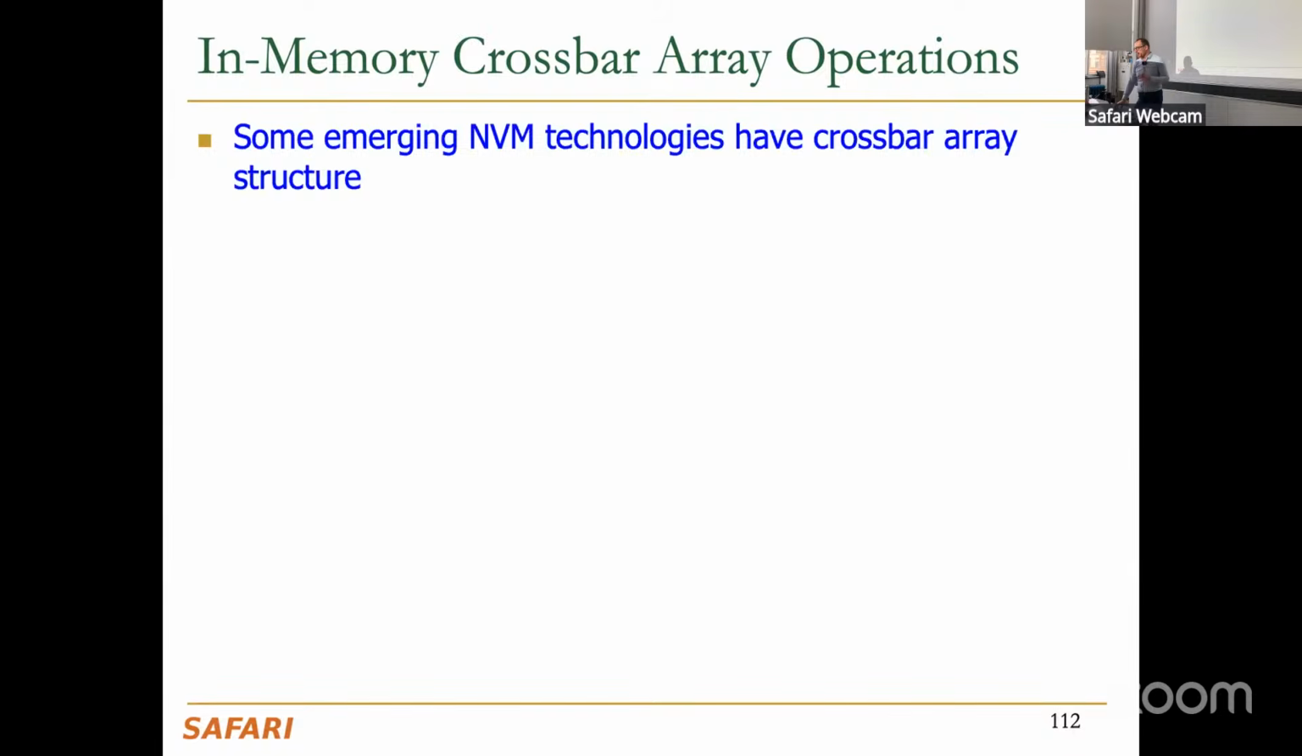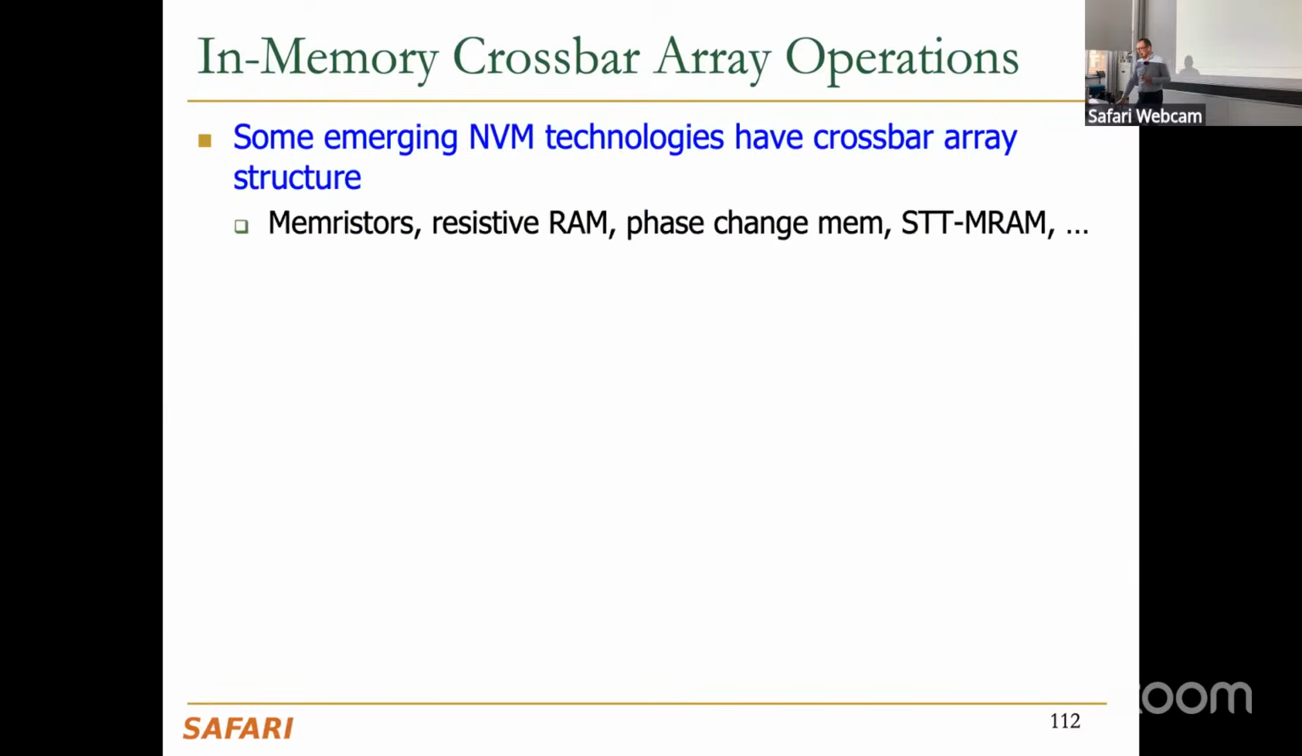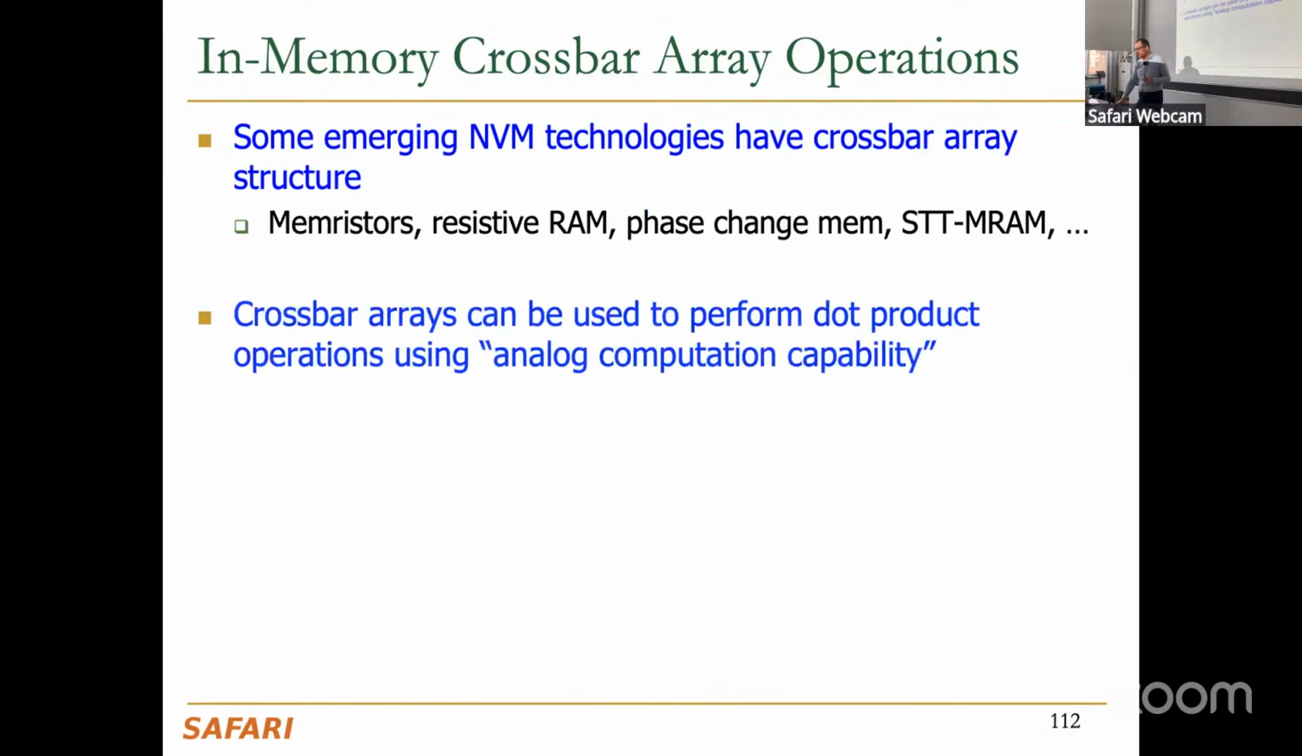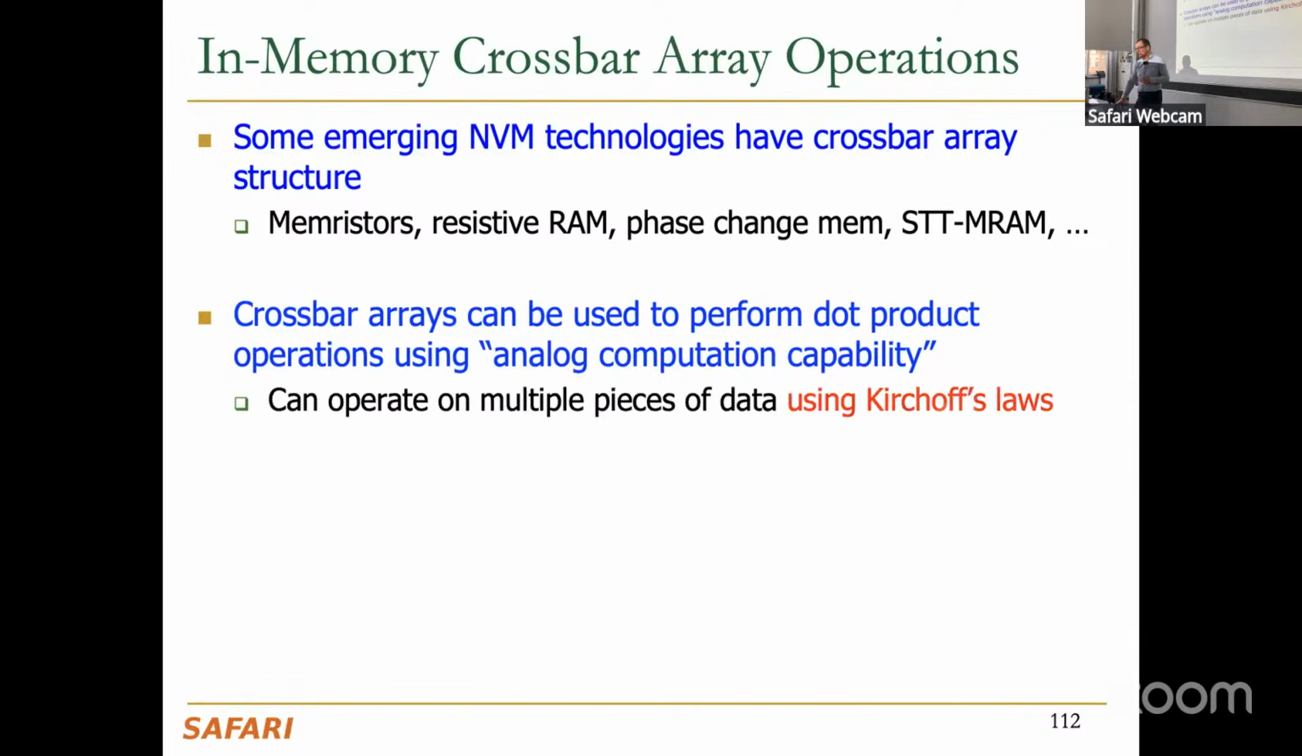Okay, so basically, some of these emerging non-volatile memory technologies have crossbar array structure, many of them actually. And these crossbar arrays can be used to perform dot product operations using analog computation capability. And you can guess why dot product operations are interesting today, because of machine learning, right? Matrix multiplication. Essentially, you can operate on multiple pieces of data using Kirchhoff's laws.